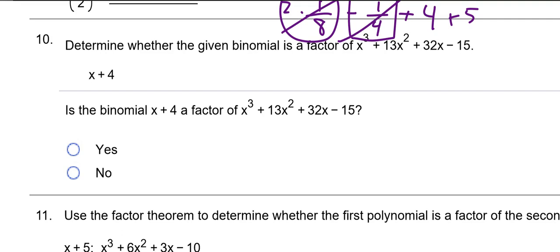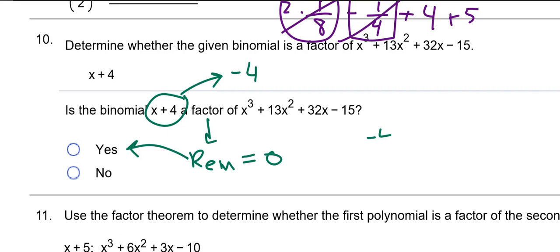Is the binomial x plus 4 a factor of that? That means remainder 0. Remainder 0 would be a yes. Anything else would be a no. So, what's the 0 that you get from this? -4, right?